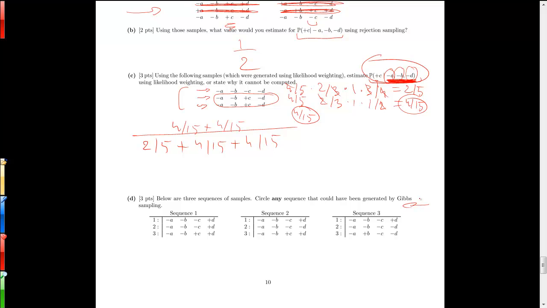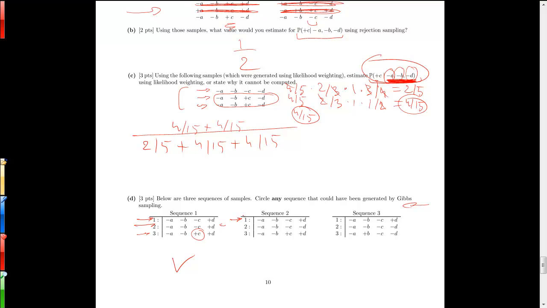And then once we've instantiated all the variables, we resample one variable at a time, conditioning on all the other variables' values. Okay, so we start with some instantiation. Then we would resample one variable. In this case, we end up with the same instantiation. That's possible. You resample one variable and you end up sampling the value it already had. And then in the next step, we resample again one variable. In this case, just C changed. So that's possible. This is consistent with the Gibbs sampling procedure.